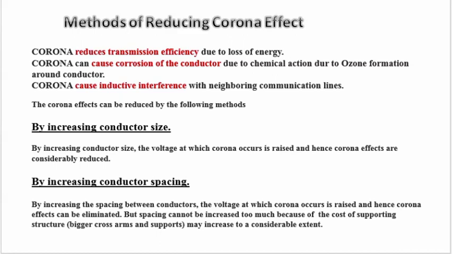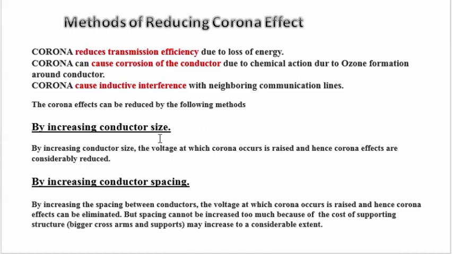Now, there are some methods to reduce the corona effect. Corona has many disadvantages because it reduces transmission efficiency. Corona can also produce corrosion on the conductors, and it produces radio interference which then affects nearby communication lines. So the corona formation must be reduced, and there are some methods to reduce the corona effect.